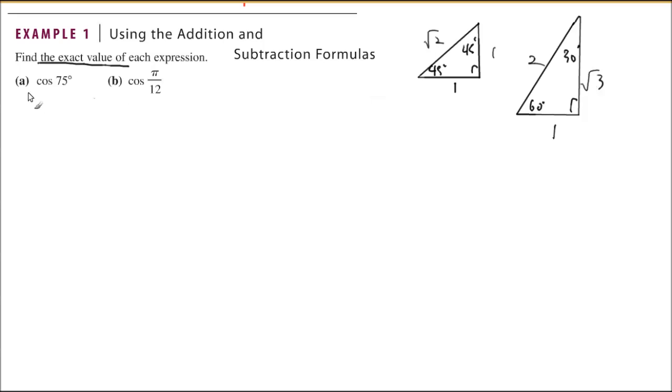Now let's read this problem. Cosine 75. None of these are 75, right? So here's how you do it. Cosine of 75. All right, all we have is 45, 60, and 30. Can you combine these special angles to get 75? 45 and 30. I agree. I concur. 45 plus 30. Okay? Do you know what to do next?